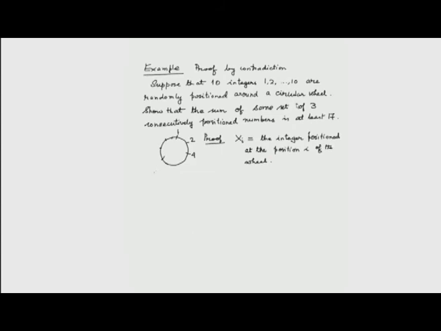Now, we have to prove that either x1 plus x2 plus x3 is greater than or equal to 17, or x2 plus x3 plus x4 is greater than or equal to 17, and so on, lastly, or x10 plus x1 plus x2 is greater than or equal to 17. So, we want to prove this.